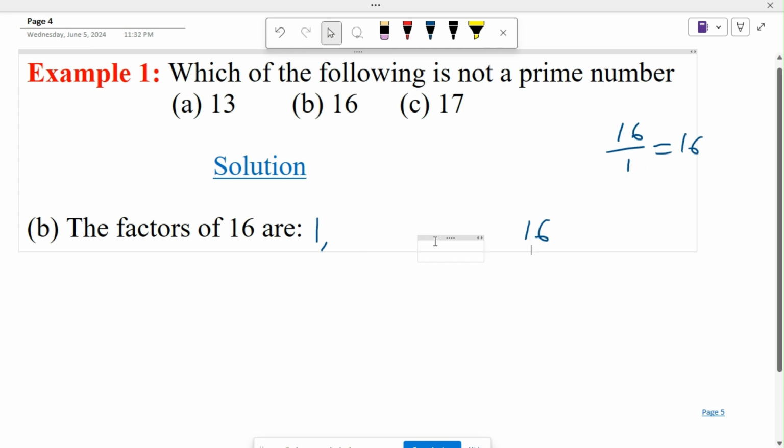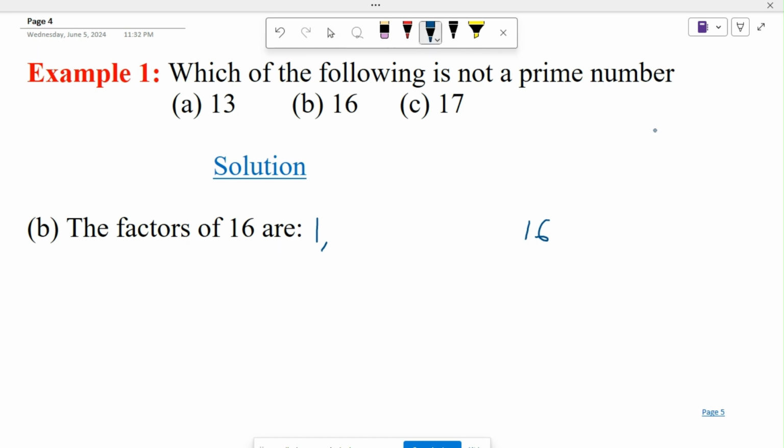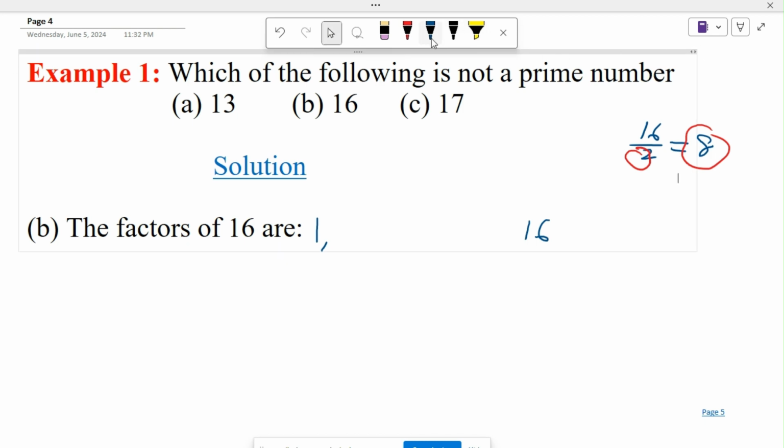Let's test 2. After 1, we make use of 2. So let's test if 2 will be a factor of 16. So we have 16 divided by 2. The outcome is 8. So I'm going to pen down both 2 and 8. All right, so we have the factors now, 2, then 8.